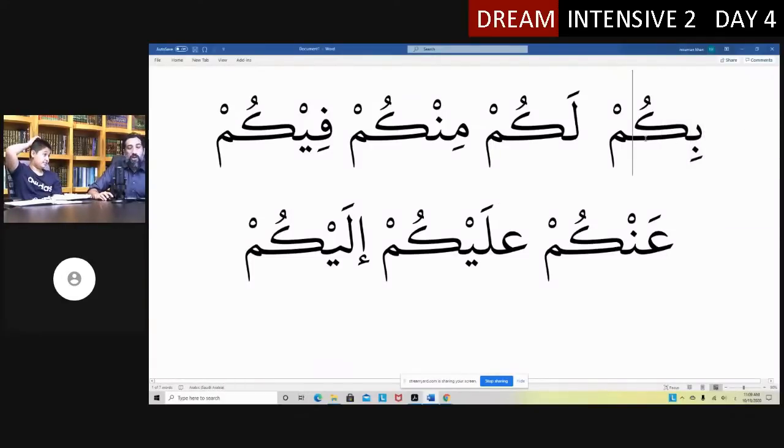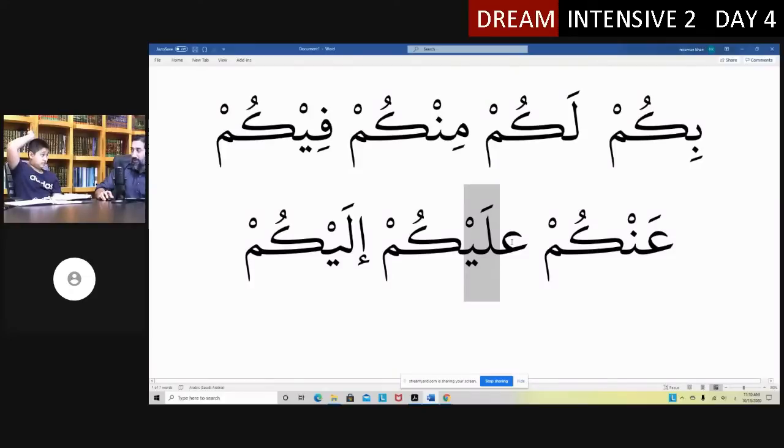Bikum. This is a jar majroor, which means B is the harf of jar. Kum is the part that became jar. So you don't say this time the attached pronoun could be nasab or jar. It's jar, a bajillion percent. Why? Because B is on it, because la is on it, because min is on it, because fi is on it, because an is on it.